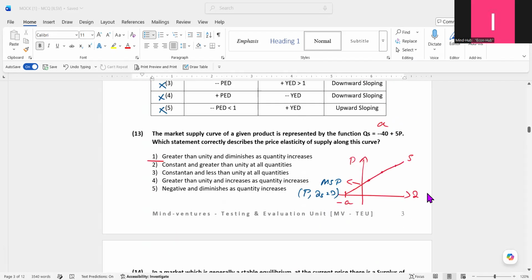The market supply of a given product is represented by QS equals minus 40 plus 5P. Which statement correctly describes the price elasticity of supply along this curve? Minus 40 means, as I've illustrated with the diagram there, it's an elastic supply curve. On an elastic supply curve, as price and quantity increase, or when we move upwards from one point to another, the PES coefficient will always be more than 1 but keep diminishing. Therefore, the correct answer is number 1.